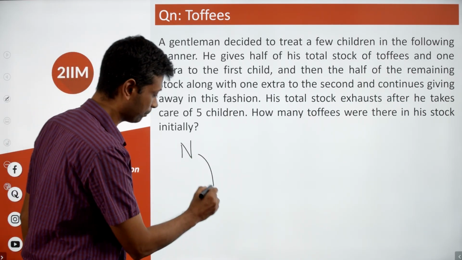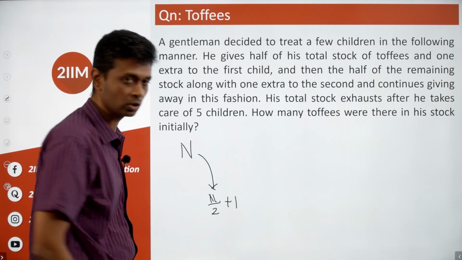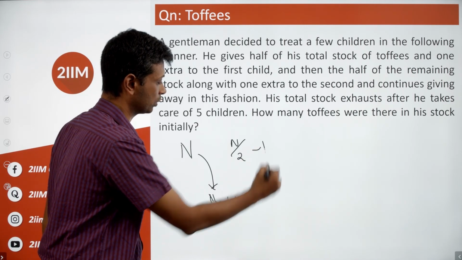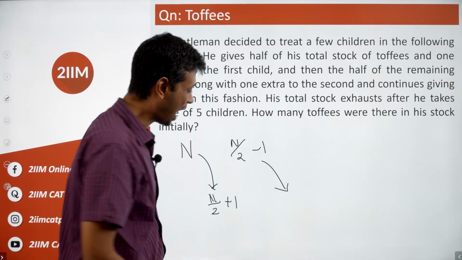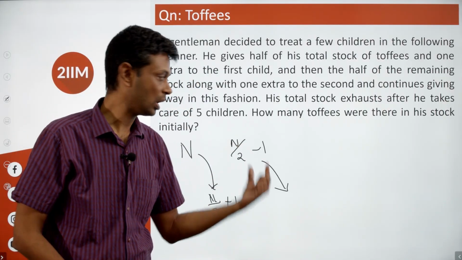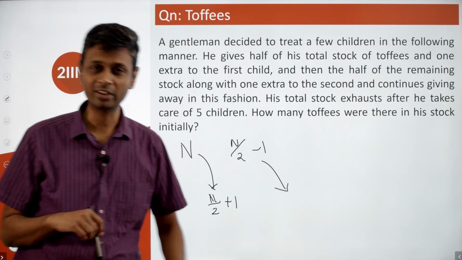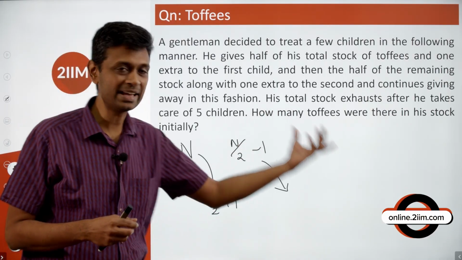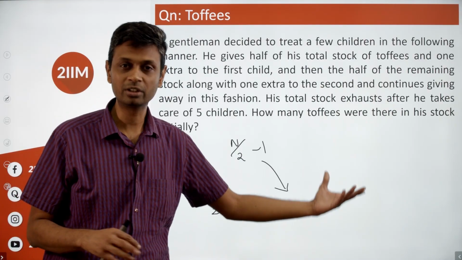Then he gives away n by 2 plus 1. Or what will he have? He'll have n by 2 minus 1. And then of this, he gives away half plus 1. Half of n by 2 minus 1 plus 1 he gives away. Or half of n by 2 minus 1 minus 1 he'll retain. Straight away we can sense there'll be an n by 4 term sitting here. And then there'll be an n by 8 minus 1 by 4, something like that. Right? So n by 16, that becomes complicated.